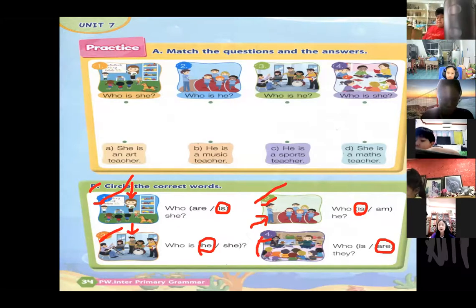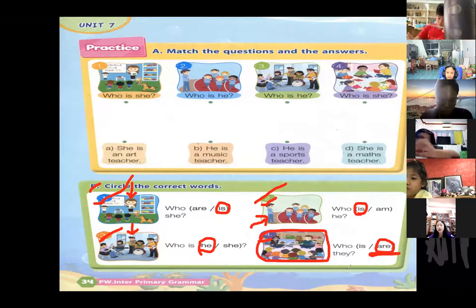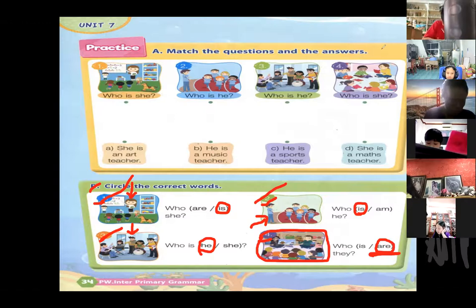And the last one, who? Look, how many are they? There are plenty of people. So who are they? When you use are, it means more than one. When you use is, you're talking about only one thing, one person. Understand? Who got all correct answers? Raise your hands.